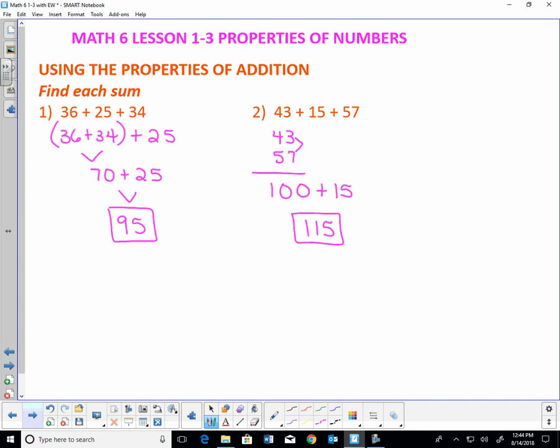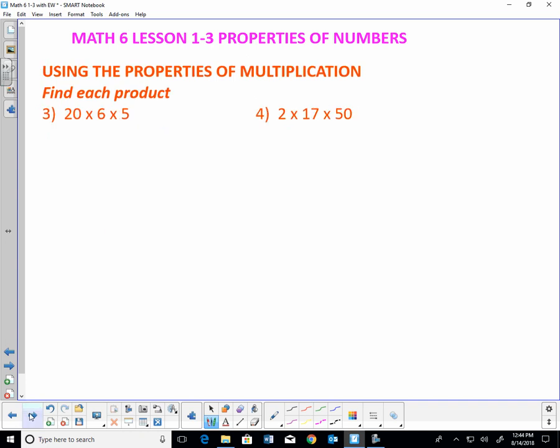Let's use the properties of multiplication. Let's find each product. 20 times 6 times 5. Now really, you can multiply them in the order that they are in, but it's probably going to be easier to multiply them in a slightly different order. For me, I know that 20 times 5 is 100. And if I take 100 and multiply that by 6, that equals 600. That was fairly simple to do.